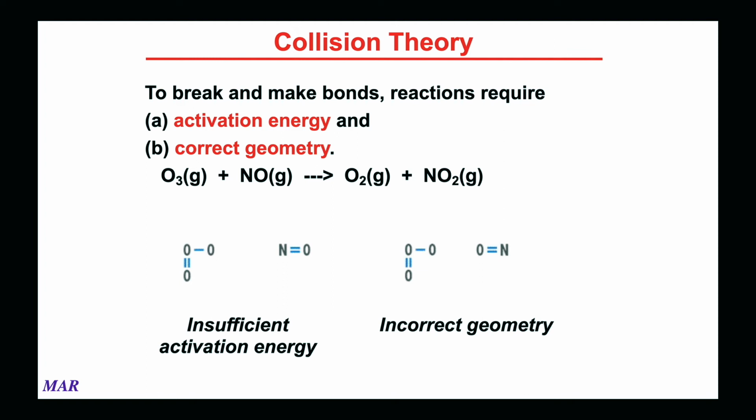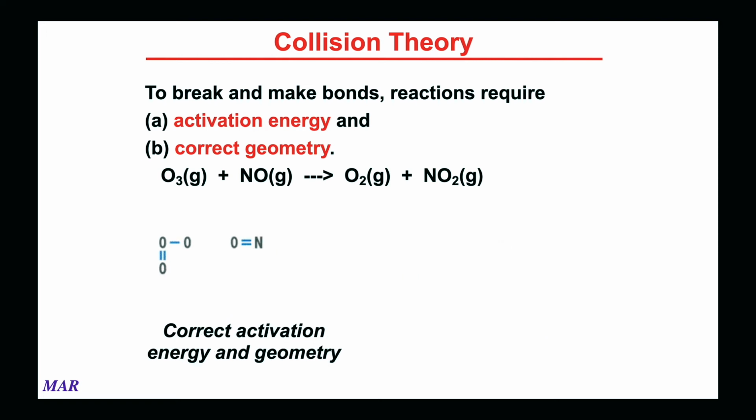All right, so in this problem, there was enough energy, but it was the oxygen on NO colliding with an oxygen on ozone. And that's not what you need to make the nitrogen dioxide bond. The nitrogen's in the middle of the 2 oxygens. You can draw the Lewis structure. So this is an example where the energy was right, but the geometry was wrong, and you're not going to be able to make the products in this case with this incorrect geometry.